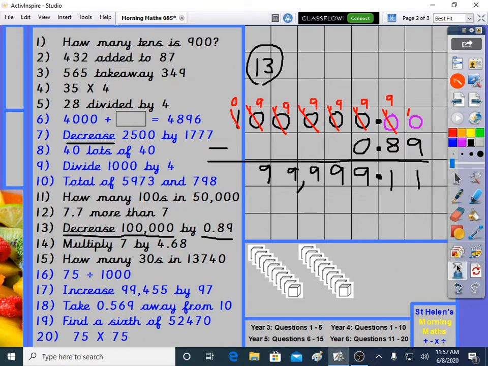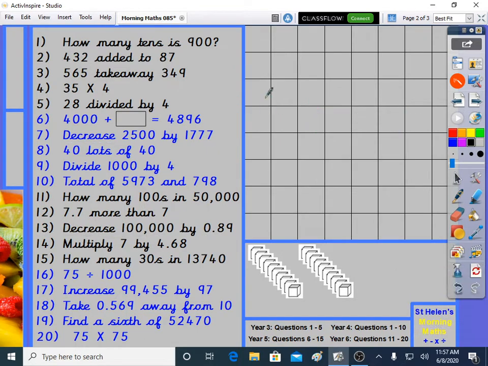Now, that was a strange question. And we're on number 14. Multiply 7 by 4.68. Well, multiply is obviously times, multiplication. I'll do this one quite fast. You don't line it up correctly because that's what multiplication is like. You basically don't line up the decimal point, which if there was one on a 7 would go there, wouldn't it? So it's not lined up correctly with the decimal point, but it's just how multiplication goes.